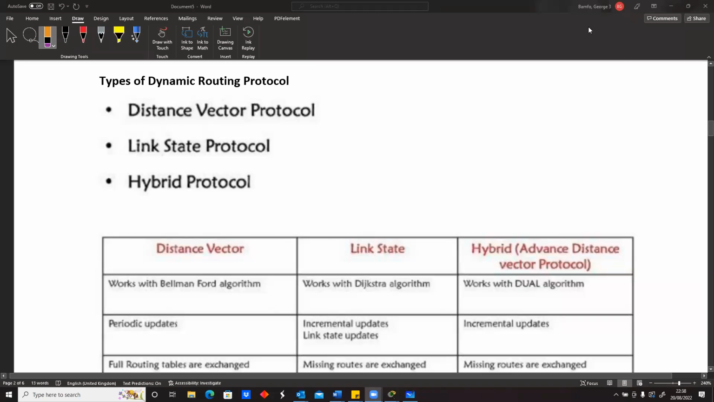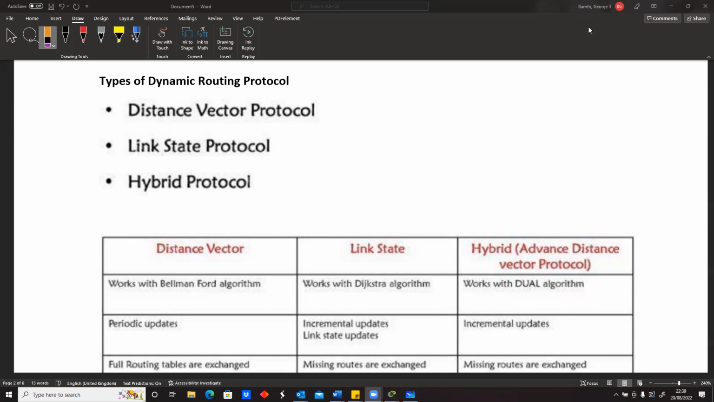We mentioned that we have two main categories of routing protocols: exterior routing protocols and interior routing protocols. Apart from that, we gave examples of both of them. But we also have different types of routing protocols based on the way they behave. We have what we call distance vector routing protocols, link state protocols, and hybrid protocols.